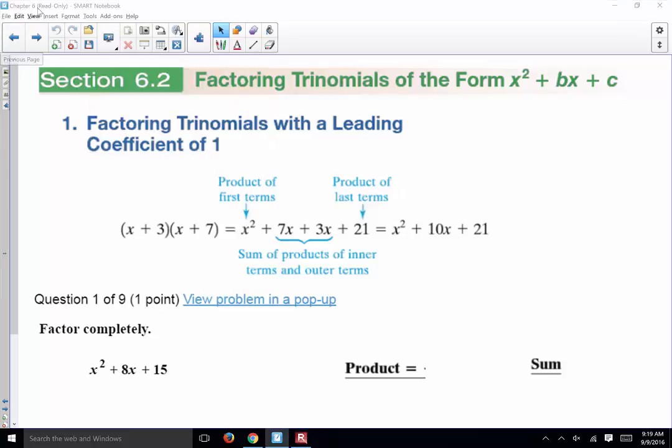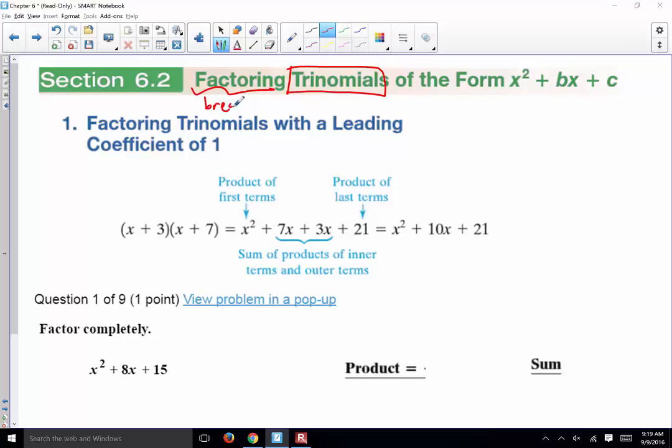Alright, we are continuing factoring polynomials or expressions. This section is about factoring special expressions called trinomials. Let's mark this. Factor means breaking up. You're going to break trinomials into pieces, breaking into parentheses.